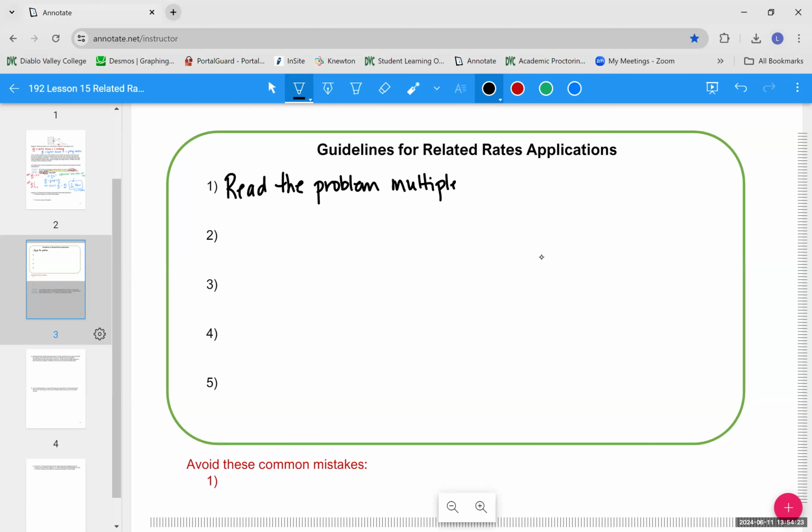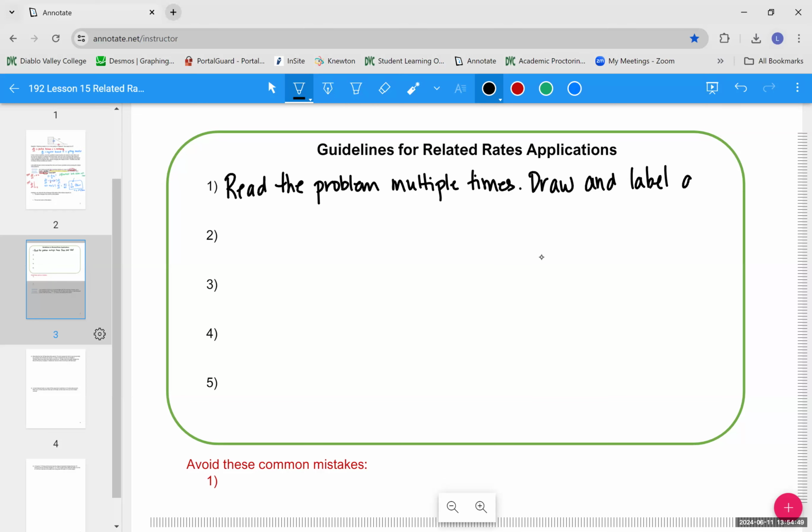I can't stress enough that you are not supposed to read it and just go, oh, I know what I'm doing. These are complicated problems, and they take time to sort through the information that you're given. That's normal, okay?